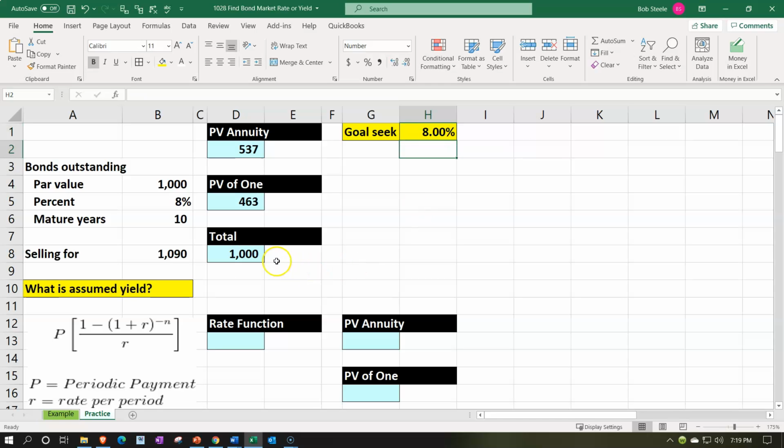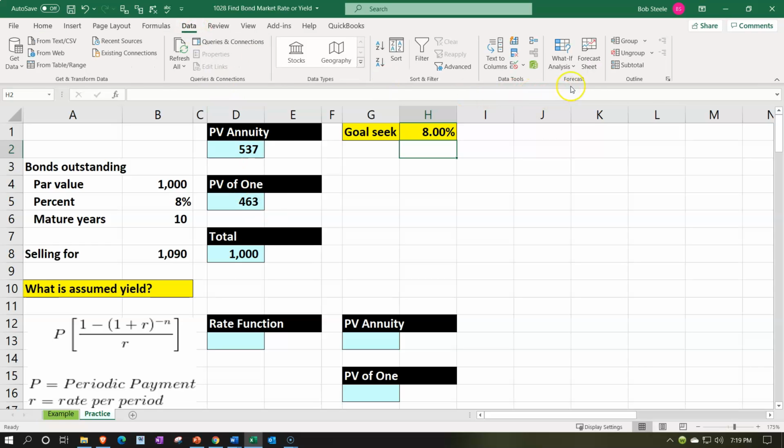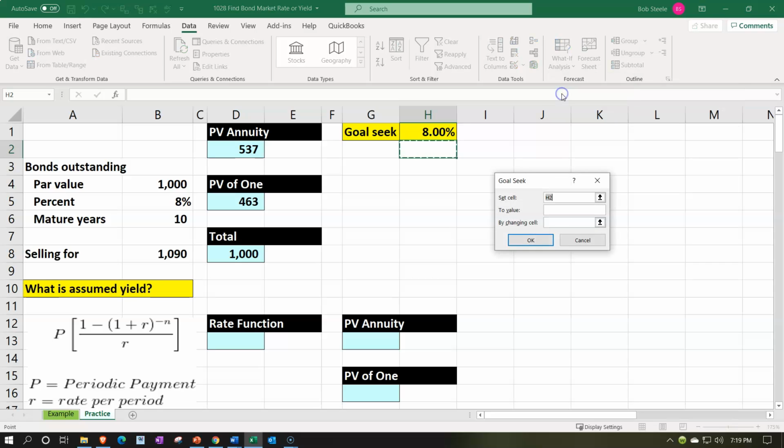and try to basically get this to where it matches, or we could use Excel to force that kind of calculation to do. Excel can do that quite quickly. How? We go to the data tab up top. We go to the forecast section, and then we go to the what if, and then goal seek.